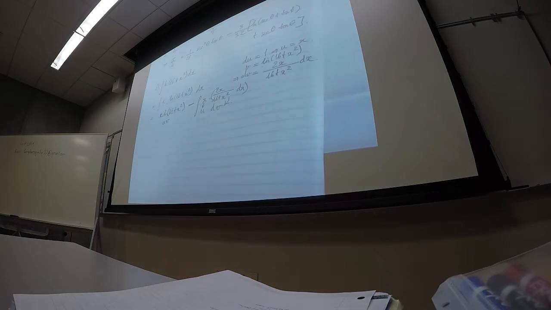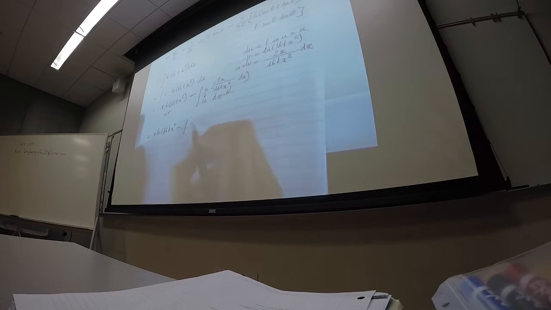Okay? So, okay, so how do you do this? Just simplify that, see what you can do from there. x times ln of 16 plus x squared minus the integral of 2x squared over 16 plus x squared dx. All right?